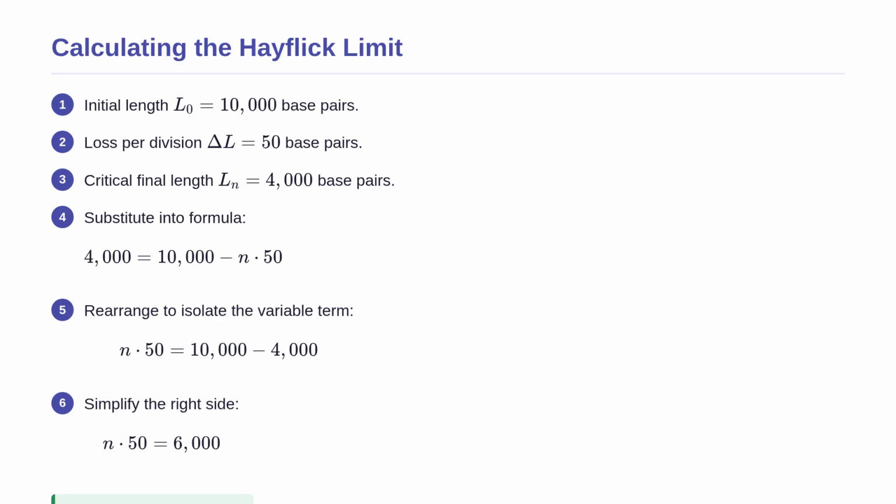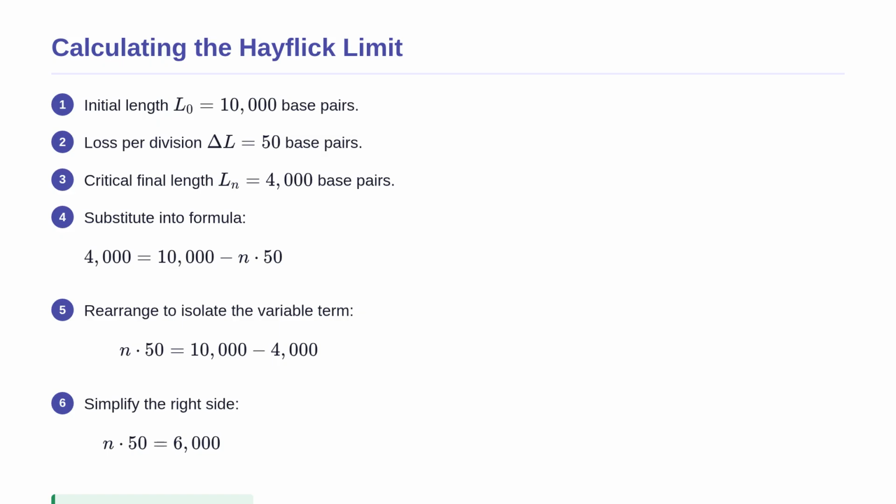Let us apply this formula to find the absolute limit of a cell's lifespan, known as the Hayflick limit. Imagine a human skin cell starts with a telomere length of 10,000 base pairs. It loses 50 base pairs per division, and it will die when the length drops to 4,000. How many times can it divide?